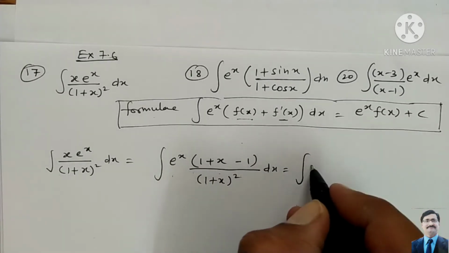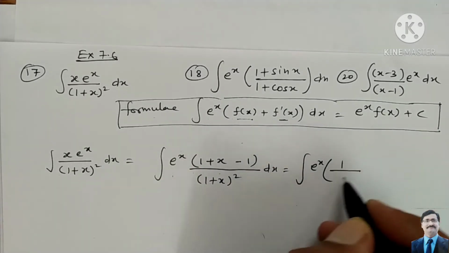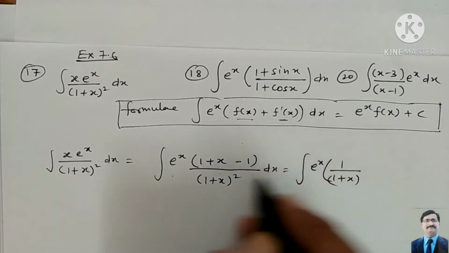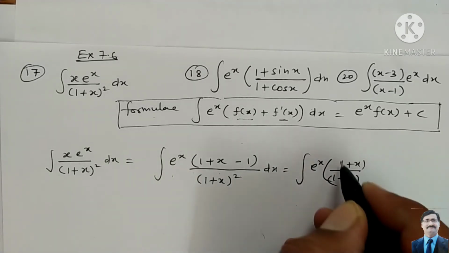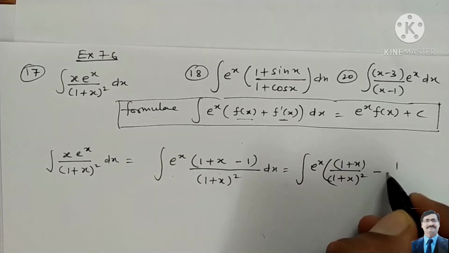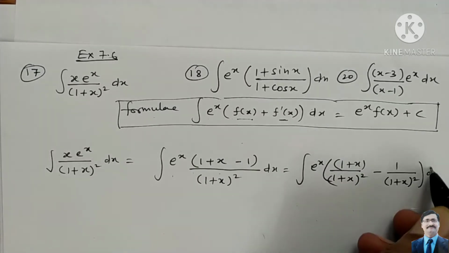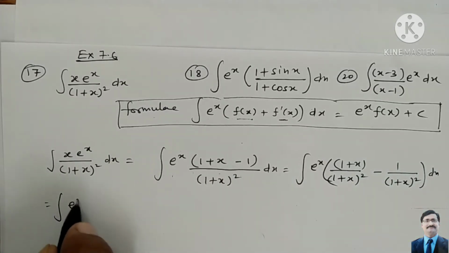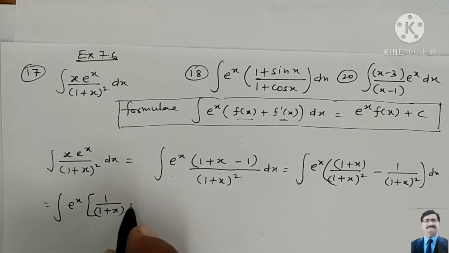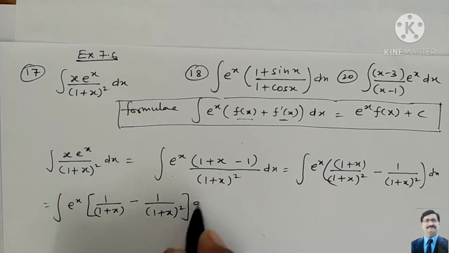Now we will separate. Okay, so when we separate, we will get e^x, (1 plus x) upon (1 plus x) whole square, minus 1 upon (1 plus x) whole square, and dx. Look here, one term is cancelled here, so we have e^x and here 1 upon (1 plus x) and here minus 1 upon (1 plus x) whole square and dx.